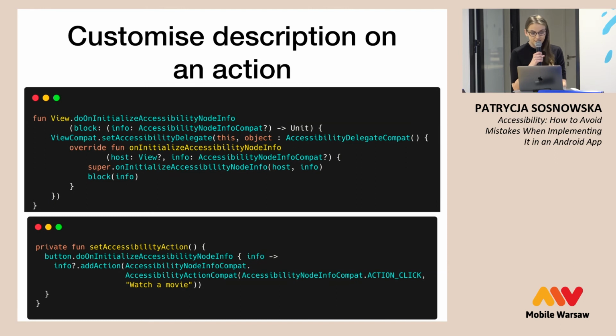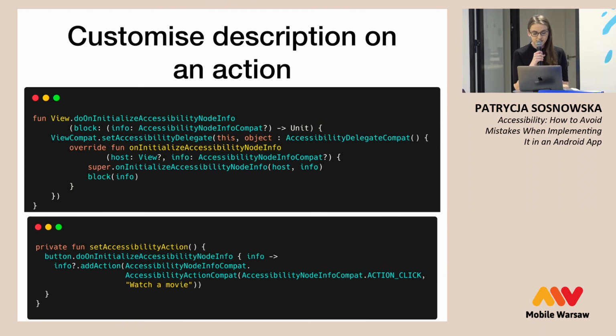Okay. Now the case with clickable icons and buttons. When TalkBack is focused on a clickable view, first it communicates the label, and next we can hear double tap to activate. Sometimes we want to change this usage hint and replace it with something more descriptive. Instead of saying double tap to activate, TalkBack can say, for example, double tap to watch a movie.